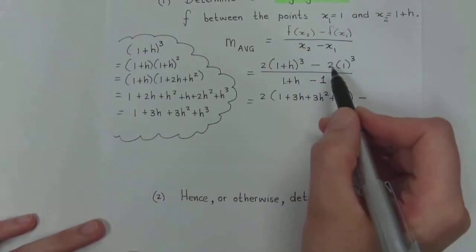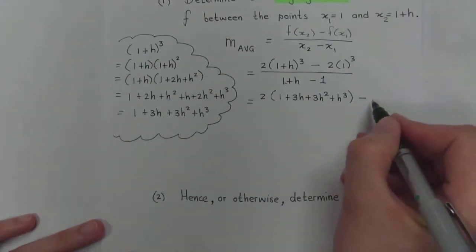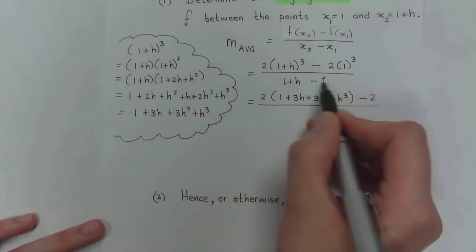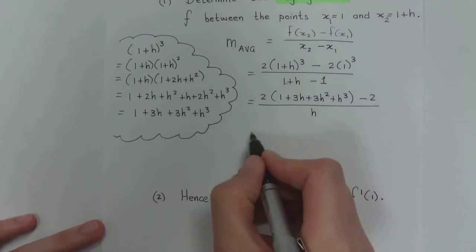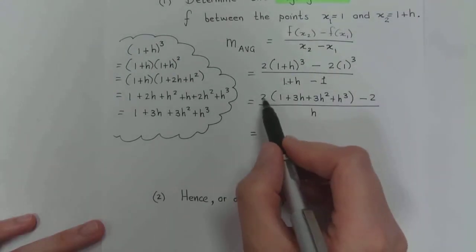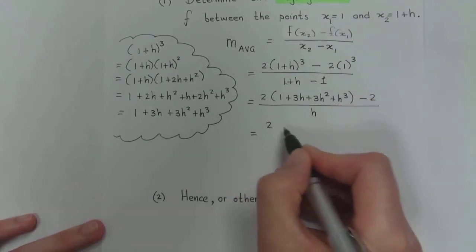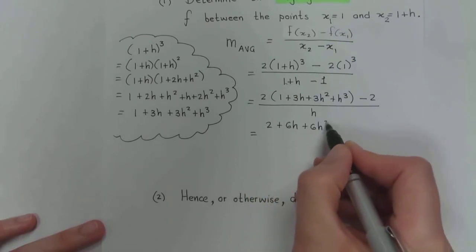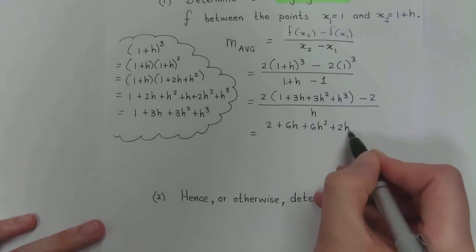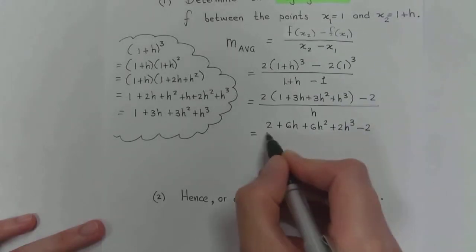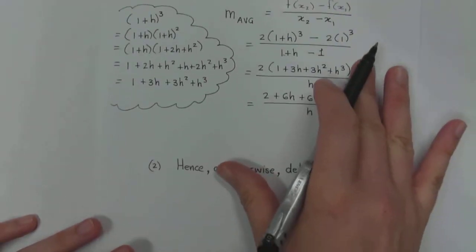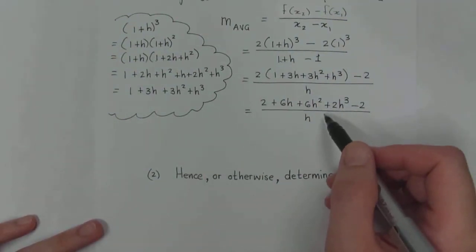Minus, and this is pretty easy, it's 2 times 1 cubed, which is just minus 2, over 1 minus 1, which eliminates, so I've just got h at the bottom. And then finally, I can distribute that 2, so I've got 2 plus 6h squared plus 2h cubed minus 2 over h. And I think you're beginning to notice that this looks a lot like a first principles problem.